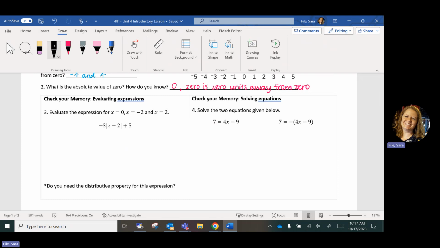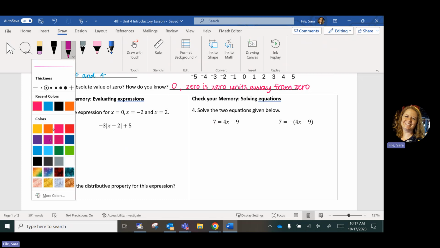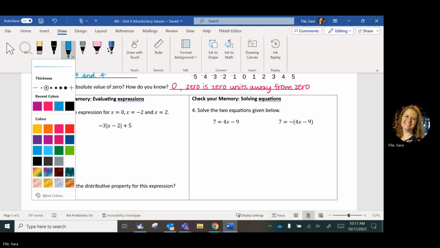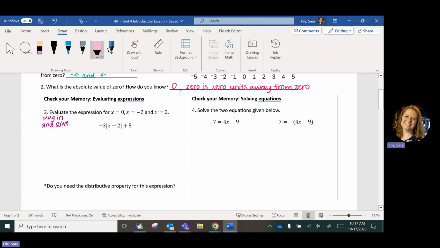When we hear evaluate, first of all, it says expression. That is not an equal sign. Notice in this expression, there's no equal sign. So it's not an equation, it's an expression. And we are going to evaluate by inputting these different values that they're giving us. So when you're asked here to evaluate, I am going to plug in the number and solve, or simplify, however you want to think of that. Okay, so I've got 3 different values they're asking me to plug in and check.